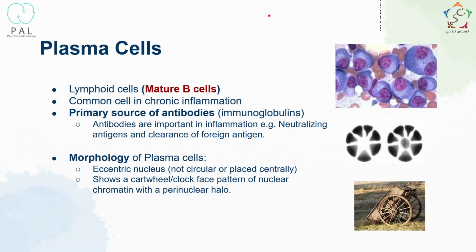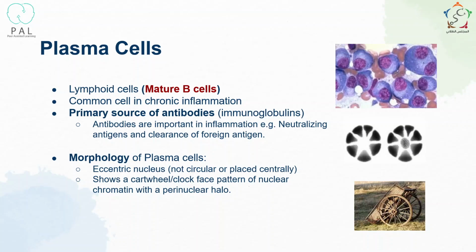Now, plasma cells. Plasma cells are, as I just mentioned, mature B cells. They are common cells in chronic inflammation. They are the primary source of antibodies. So they are mainly what secretes antibodies, which are important for neutralizing antigens and clearing foreign antigens as well. So antibodies generally can neutralize the pathogens, the antigens on the surface of the pathogen. They can sometimes facilitate phagocytosis by acting as opsonins.